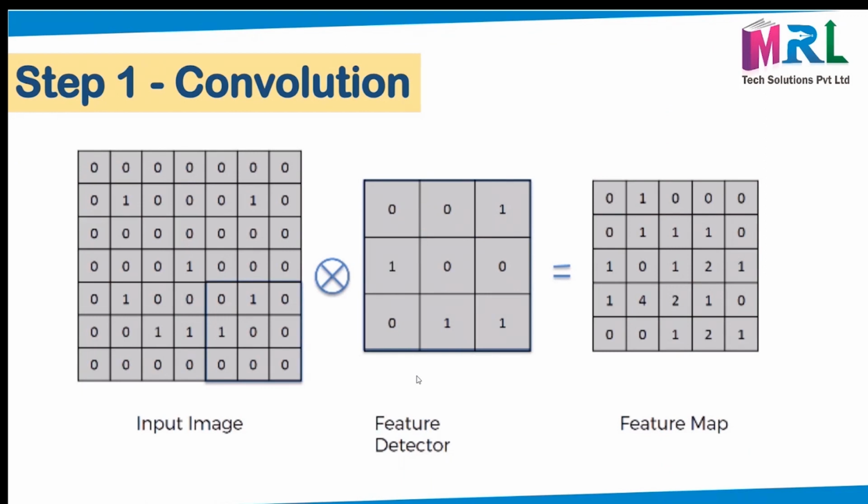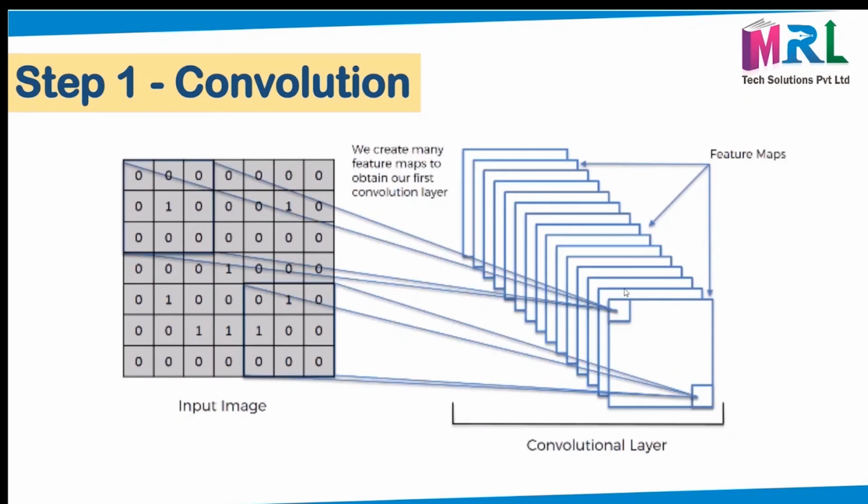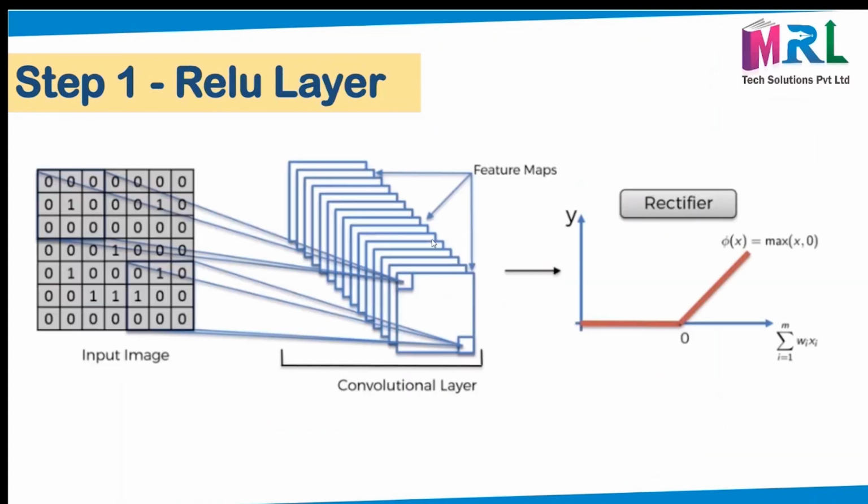After applying all the feature detectors on the image, you will have feature maps, that is called convolutional layer. So the first step is we are creating the convolution layer. The next step is we are applying the activation function over the convolution layer for non-linearity. When you are studying the neural network, you will have the activation function also. The reason for the activation function is to accommodate the non-linearity of the images.